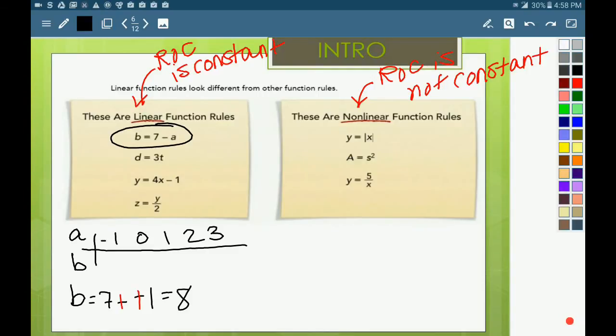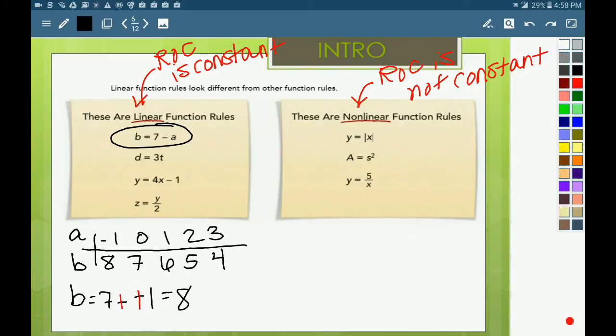So my output for -1 would be 8. Now I'm just going to continue doing that work, only I'm going to mentally plug in all the other numbers. So 7 minus 0 is going to be 7. 7 minus 1 is going to be 6. 7 minus 2 is 5. 7 minus 3 is 4.